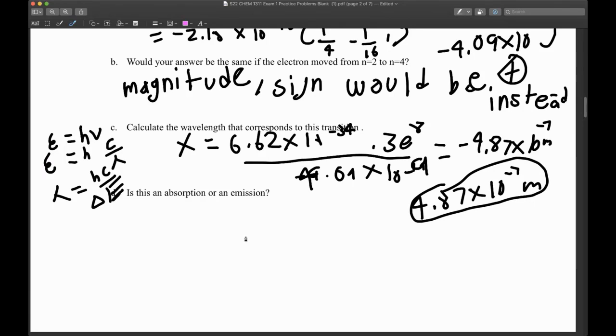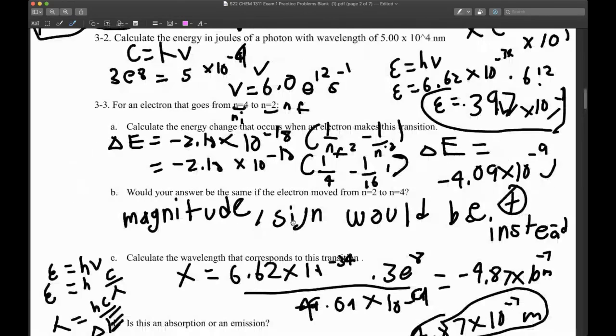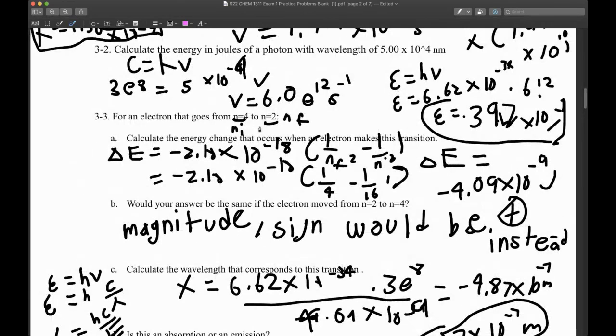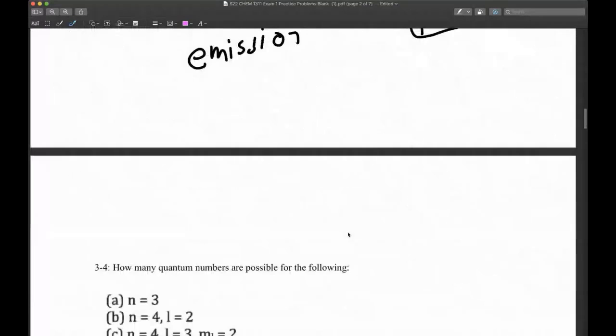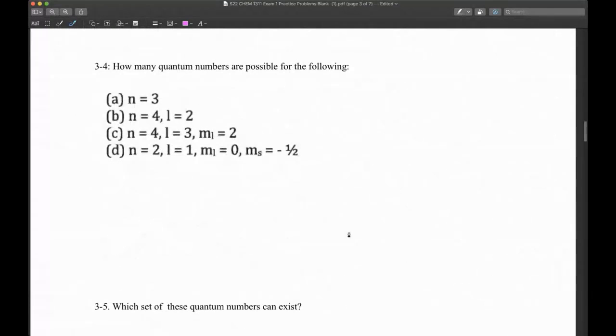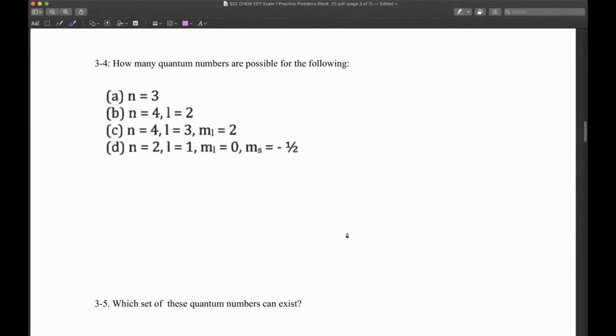Is this an absorption or an emission? This would be an emission because we're going from a high energy to a low energy level, and we're having a negative delta E value instead. Yeah. So this one's a bit of a doozy, so I'll give you all a second to do this one.